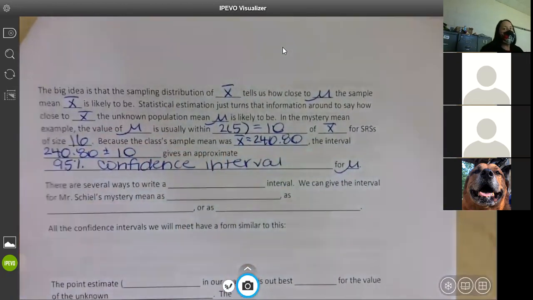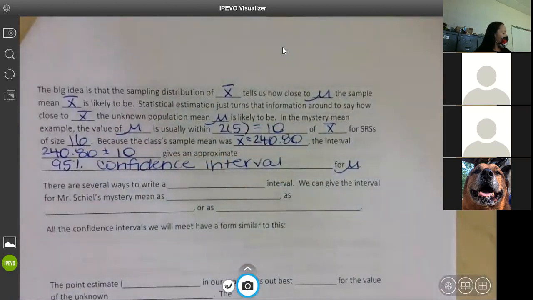And that is for mu. Now, I will tell you that as your confidence increases, your interval will increase. Okay? As your confidence decreases, your interval decreases as well. Okay?